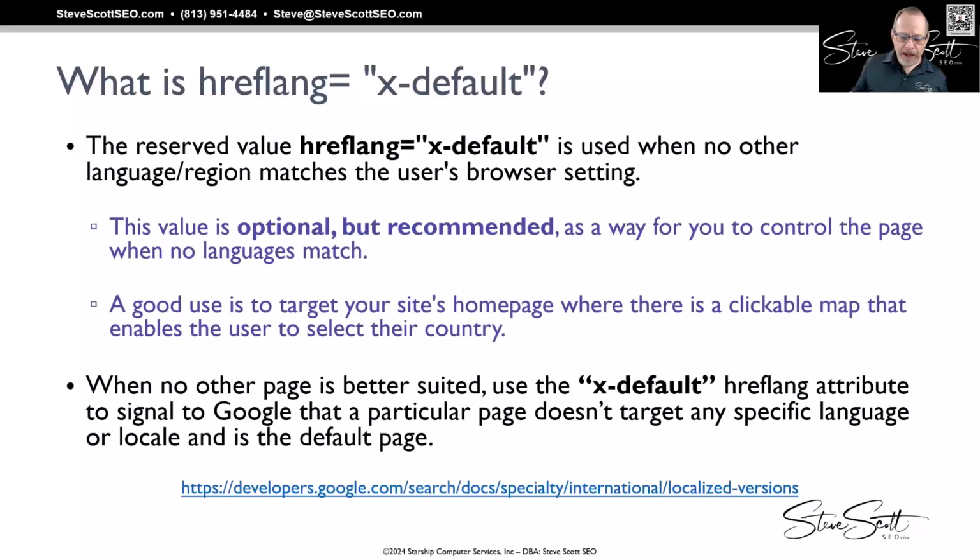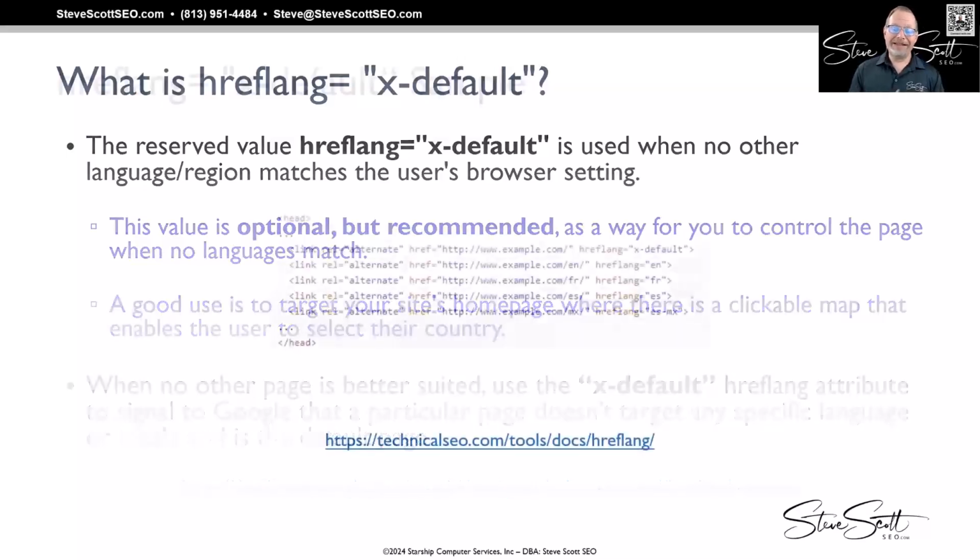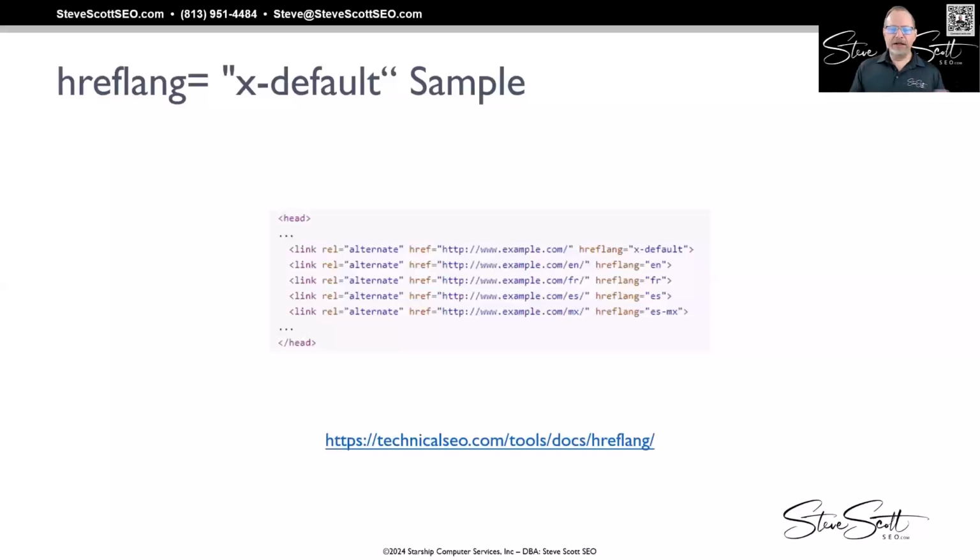And when no other page is better suited, use the x-default hreflang attribute to signal to Google that a particular page doesn't target any specific language or locale and is the default page. Basically, hey, just go here if that's what you're looking for, right? It's just a default thing for Google to supply to the browser that's requesting the information if you don't have a specific language set up.